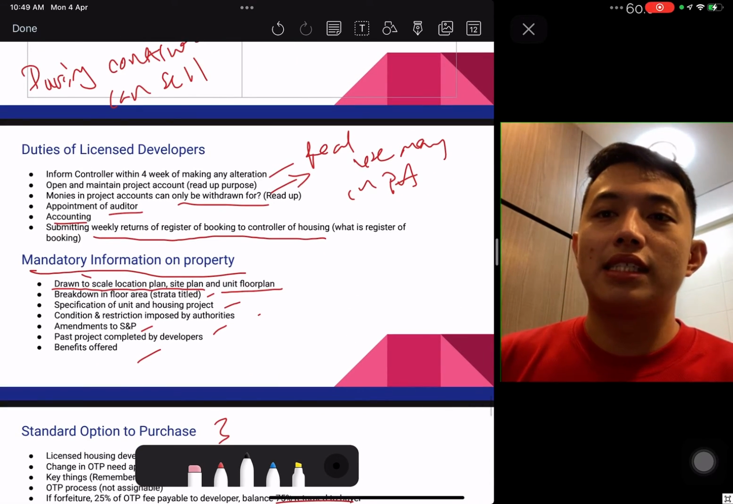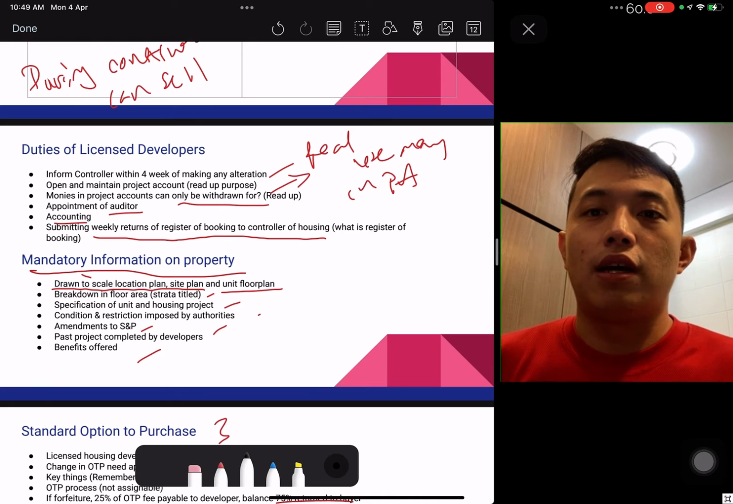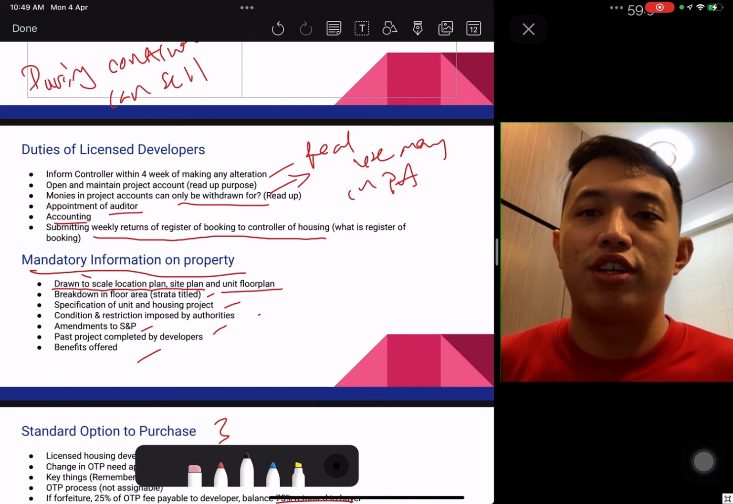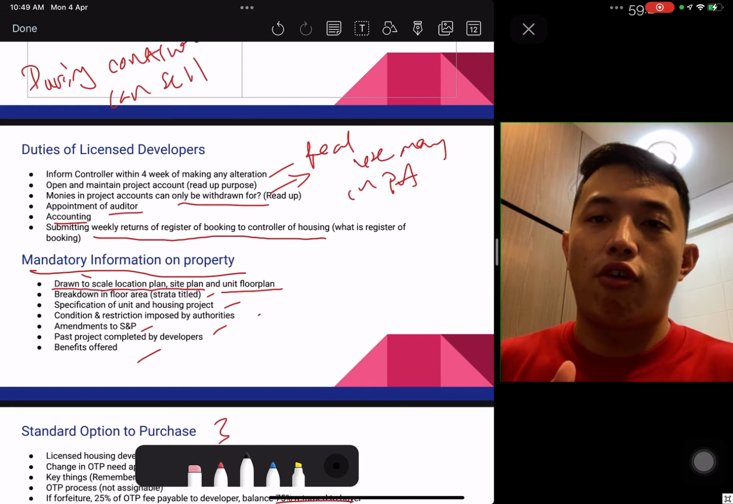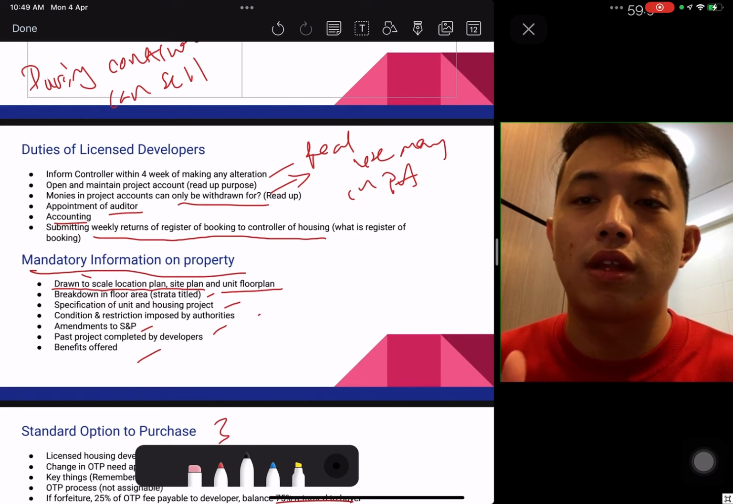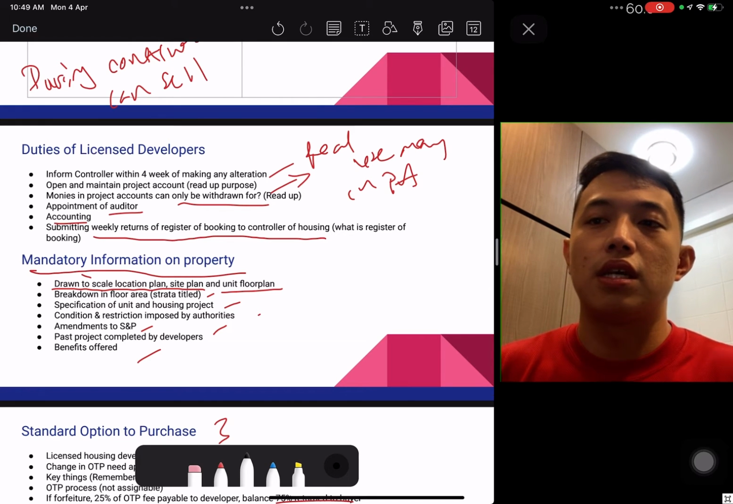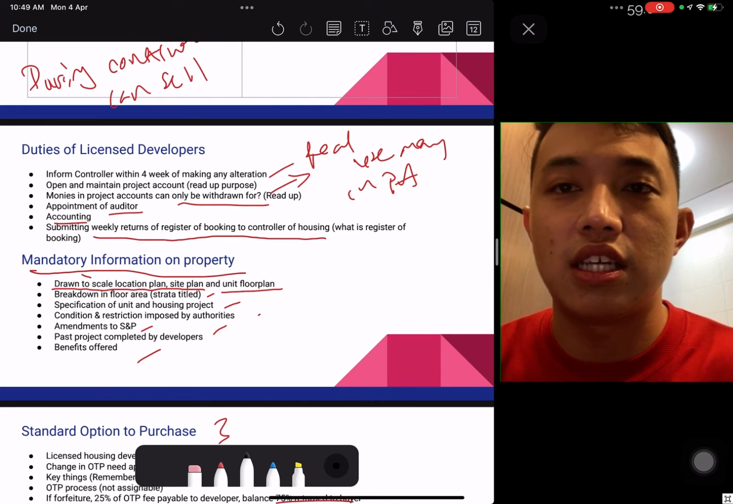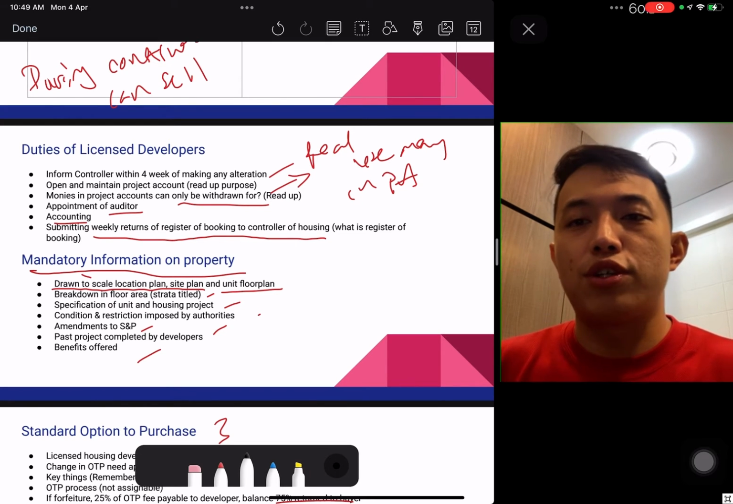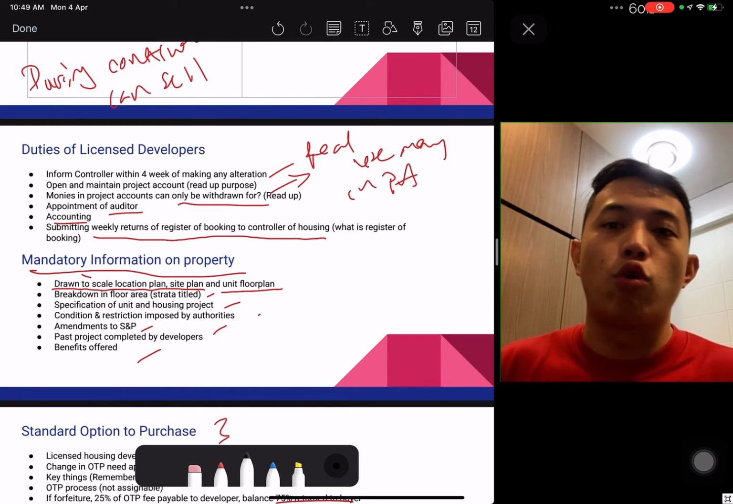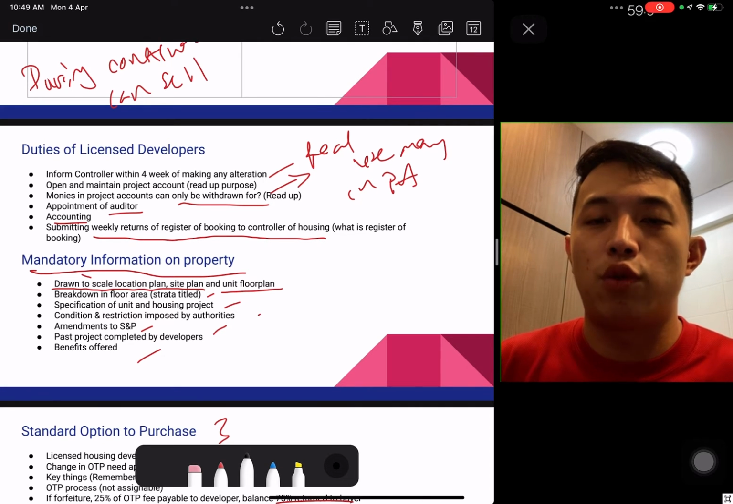So for the duties of a licensed developer, you need to inform 4 weeks ahead of any alteration, and must open a project account, read it up yourself. Mandatory use of a project account, what the money inside a project account can be used for, read it up yourself also under the CA Act. Appointment of auditor, accounting, and weekly submission of the registration or bookings to the council, for whoever purchased the property every week.